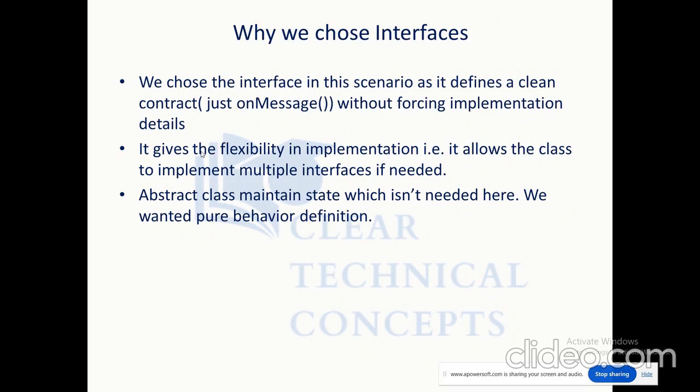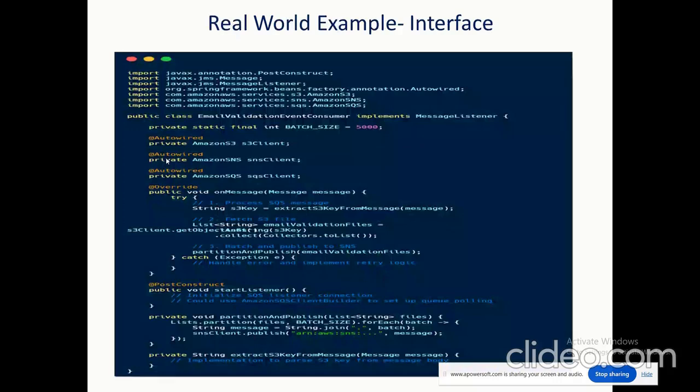In this scenario, we don't have a state, unlike in the case of an abstract class, it's not needed. So we just wanted a pure behavior definition, and that is the reason we went with an interface. Plus, choosing an interface also provided us the flexibility. That is, it allows the class to implement multiple other interfaces or contracts if needed. This is the sample code for this if one needs to look.